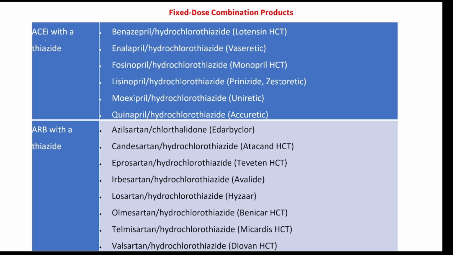Diuretic plus ACE inhibitor, for example, benazepril hydrochlorothiazide, enalapril hydrochlorothiazide, Vasodilators, Lotensin, moexipril hydrochlorothiazide, fosinopril, lisinopril hydrochlorothiazide. Then we have ARBs, azilsartan, hydrochlorothiazide, candesartan, hydrochlorothiazide. So we have ARBs plus diuretic, we have ACE plus diuretic.